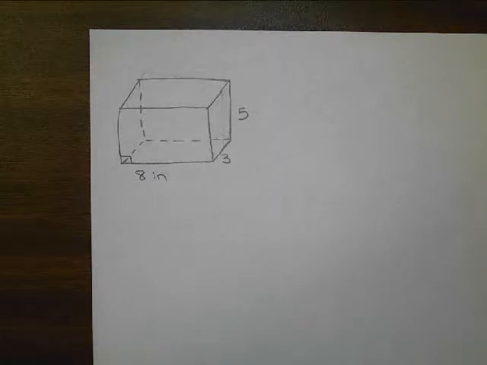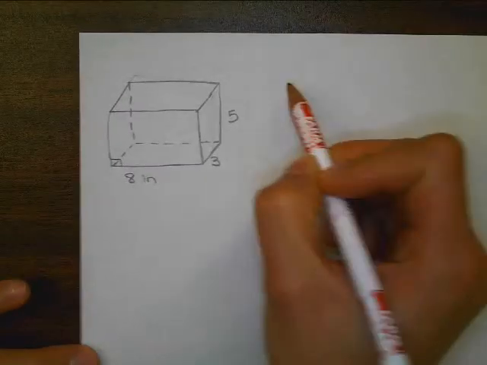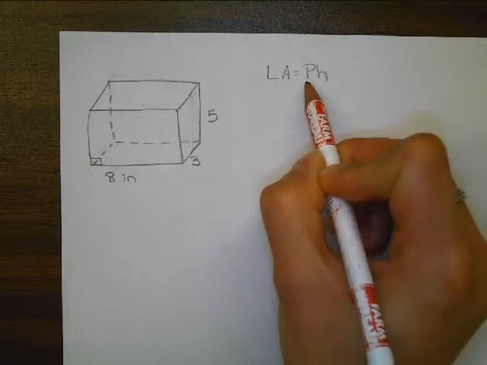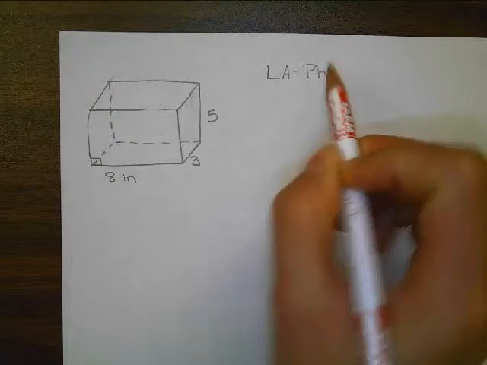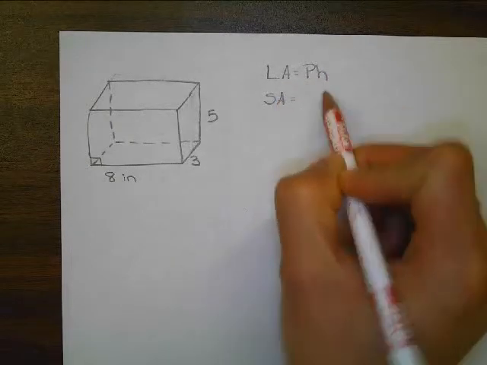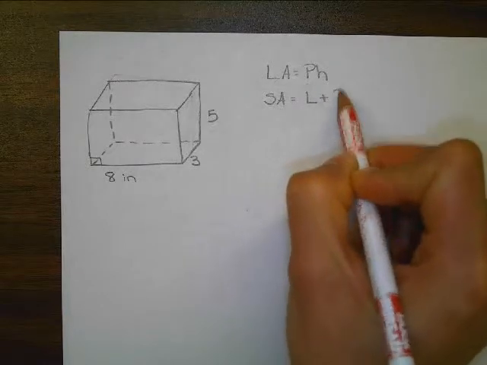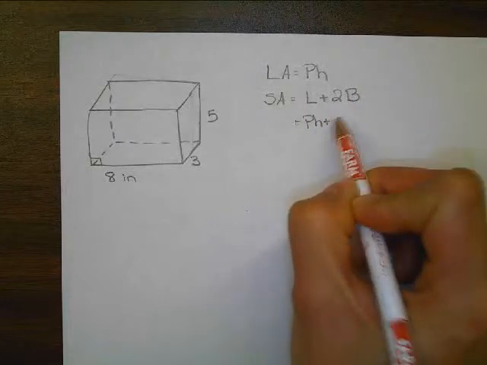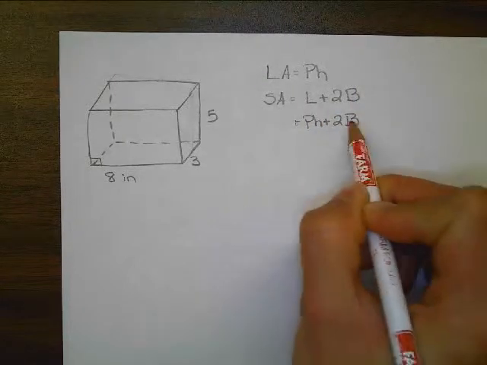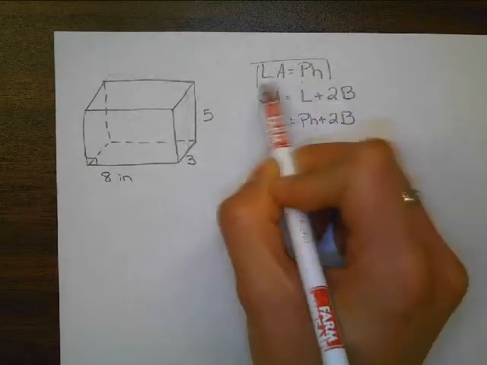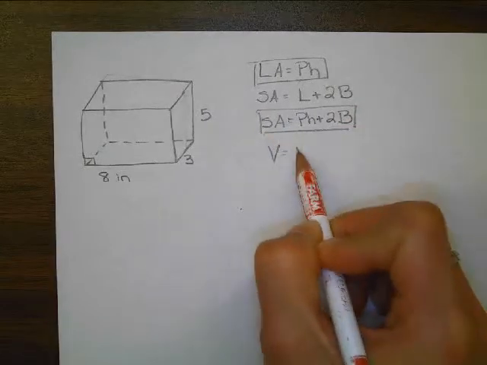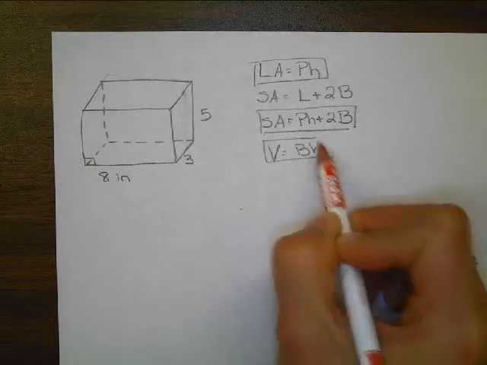Today we're going to talk about how to find the lateral area, surface area, and volume of different types of prisms. Remember that the lateral area formula for a prism is LA equals PH, where P is the perimeter of the base and H is the height of the prism. Surface area is the lateral area plus the area of both of the bases. So that would be PH plus 2 times big B, which is the area of the base. And then volume is the area of the base times the height of the prism.